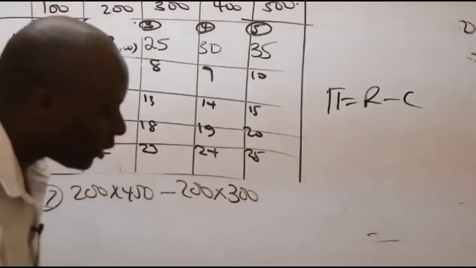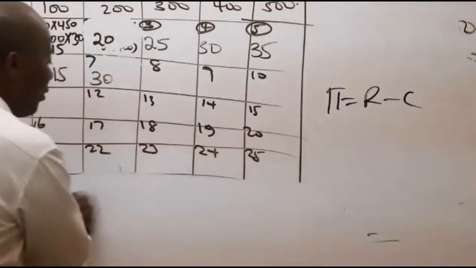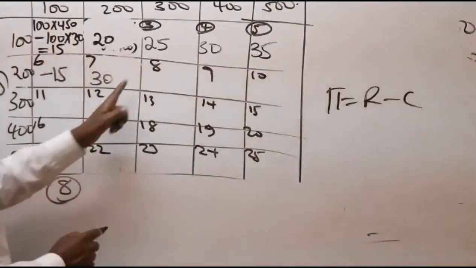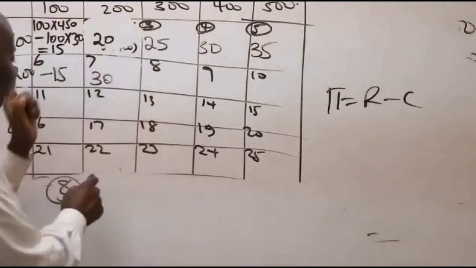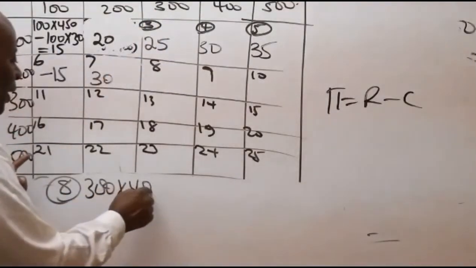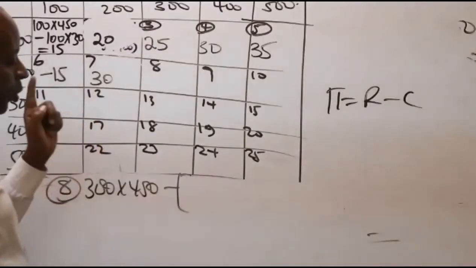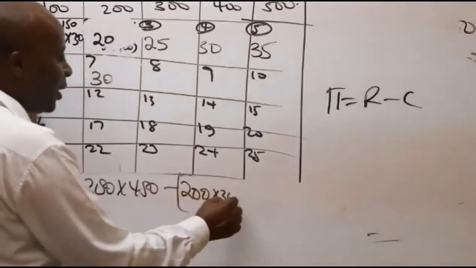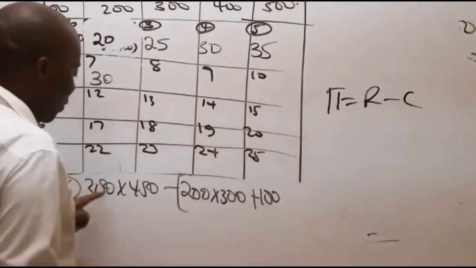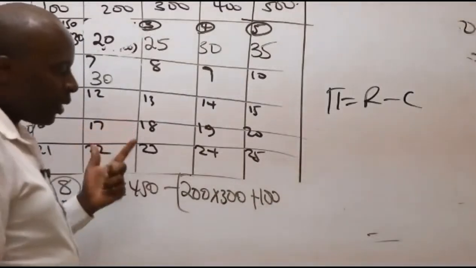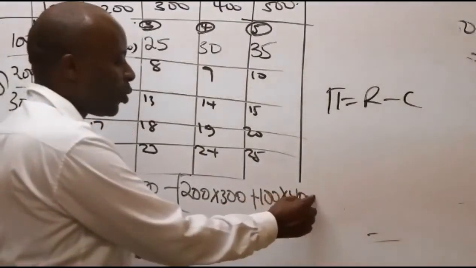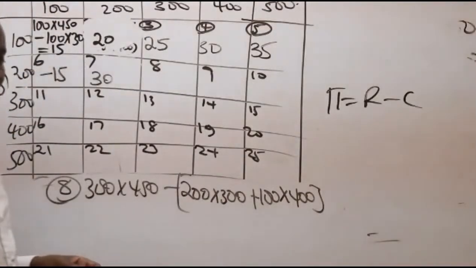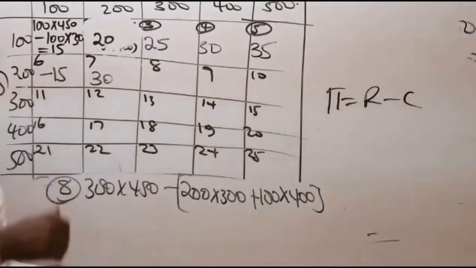So that means, ladies and gentlemen, that for cell number 8, I'll sell the higher. So 300 times 450 minus our cost of production. There is a normal cost of producing 200 at 300 plus 100, because now we have to produce 100 more, times this cost of producing more, which is 400. Let's see whether it will come to 0, Jerry, or 25.